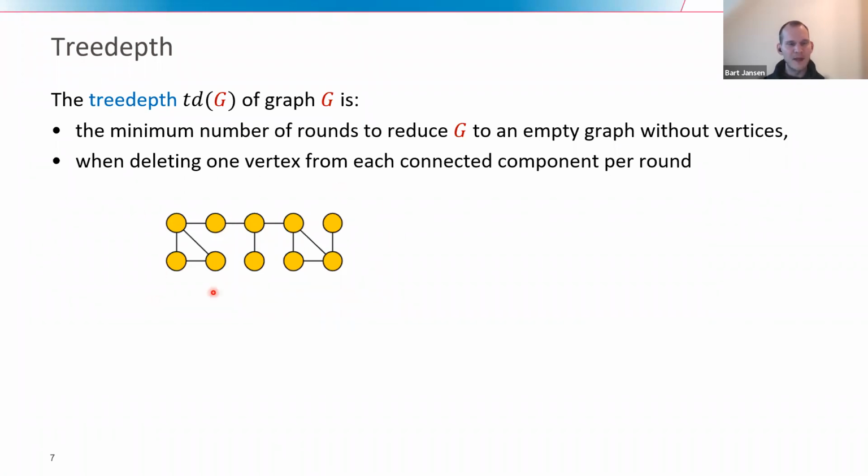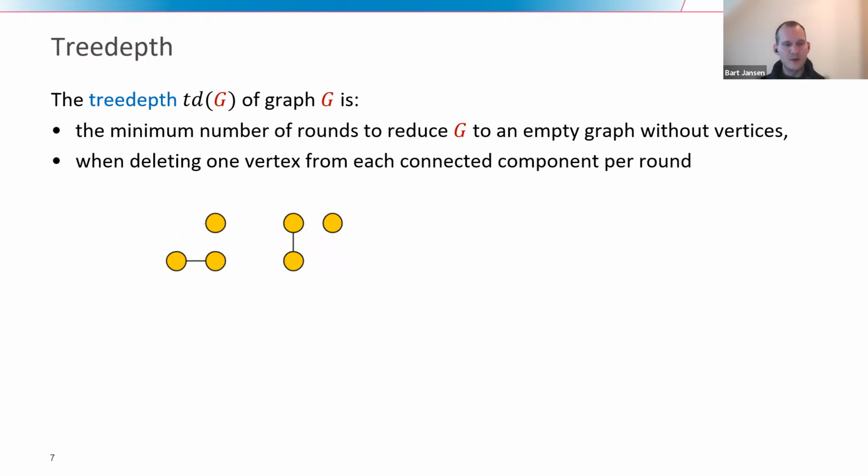I take a graph, and to define its tree depth, I look at the following process. I'm going to do a number of rounds. In every round, I get to delete one vertex from each connected component, and I'm done when the graph doesn't have any vertices anymore. Now I ask myself, what is the smallest number of rounds I need to clear the entire graph? So, for example, if we can start by eliminating the vertex in the middle, that will be round 1. Afterwards, we have 3 connected components left, and that means that in round 2, we get to pick one vertex from each of them.